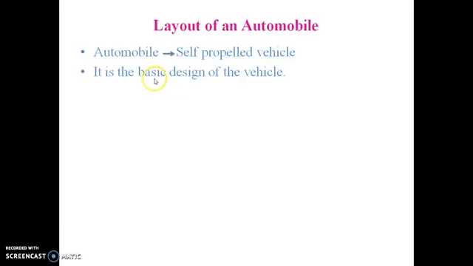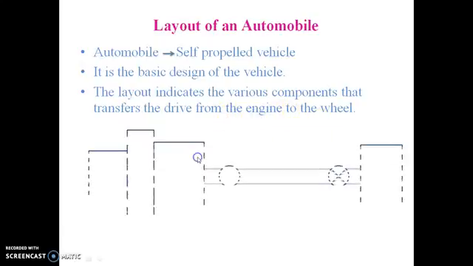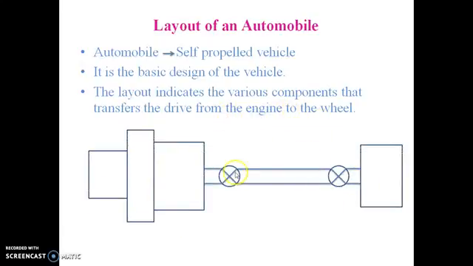So the layout of an automobile is the basic design of the vehicle in which the various components transfer the drive from the engine to the wheel. So this is the basic layout of an automobile, which mainly consists of engine, then clutch, then gearbox, then propeller shaft. Here there are universal joints, and then there is a differential. So this is the basic layout of an automobile.